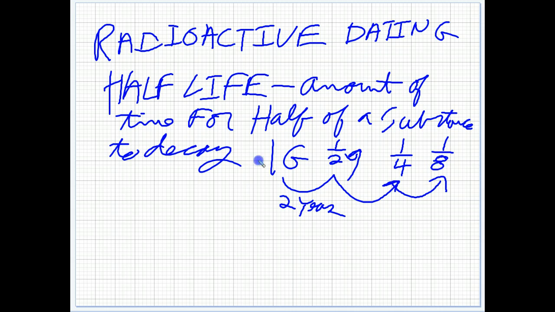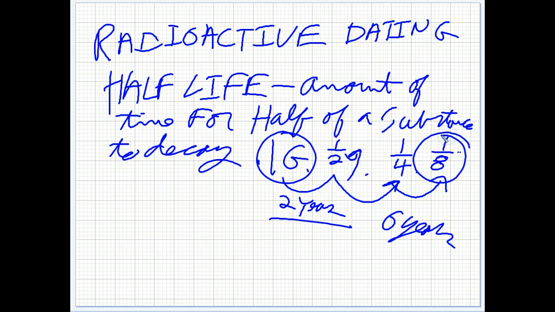So if we're expecting 1 full gram, and we only find 1/8 of a gram, that tells us that we've had 1, 2, 3 half-lives pass by. And in this example, since a half-life is 2 years, that means 6 years had passed, since we're expecting this amount, but only find this amount. And that's how radioactive dating works.